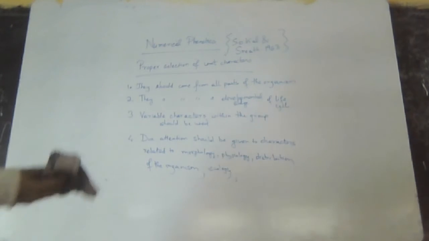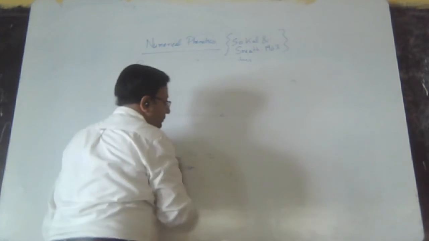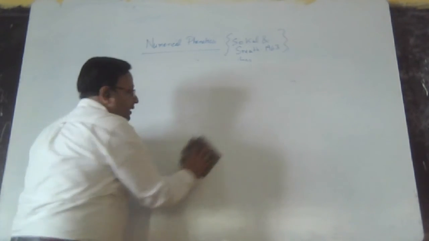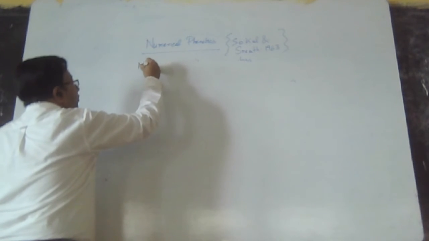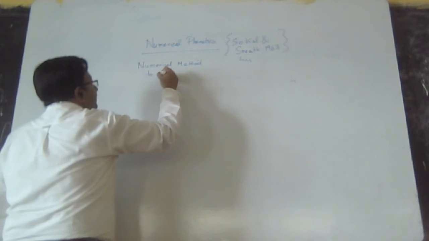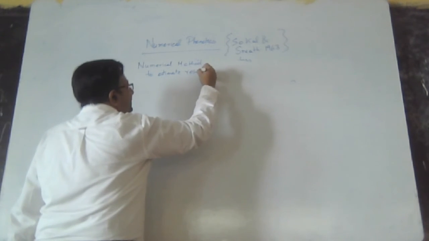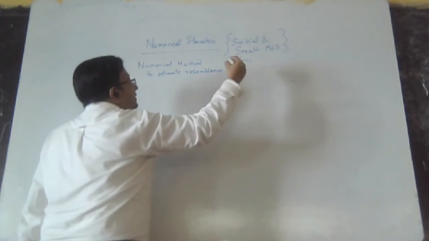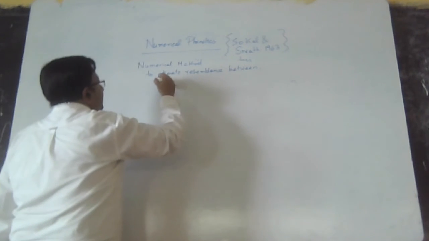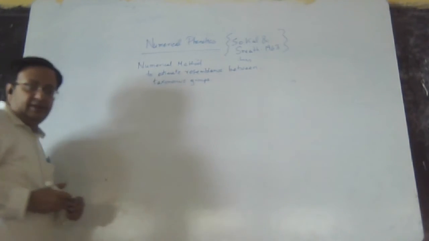Today we will be talking about one numerical method to estimate the relationship, or resemblance, between taxonomic groups. This is one way.